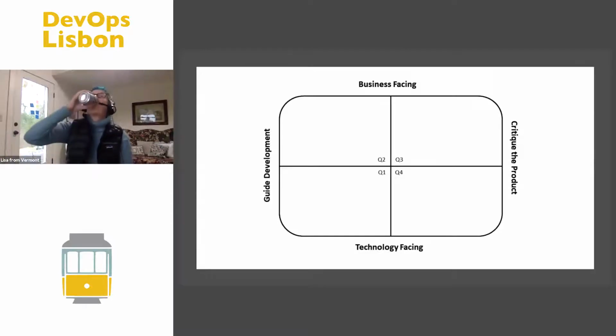So now I'd like to go through each quadrant, talking a little bit about risk and testing activities as applied to DevOps and continuous delivery. So this is kind of a new way that we're trying to apply the quadrants model.